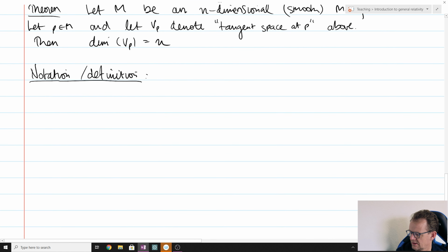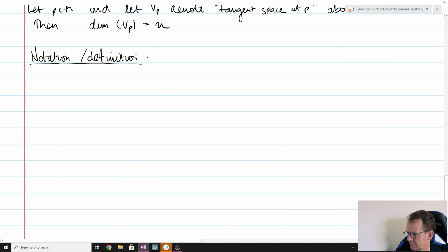Notation definition, I guess. And the reason we're going to introduce the notation is we're going to introduce a candidate basis for this vector space. And for that candidate basis, we need some notation, and it'll turn out that in fact, this candidate basis will be a very familiar set of things indeed.